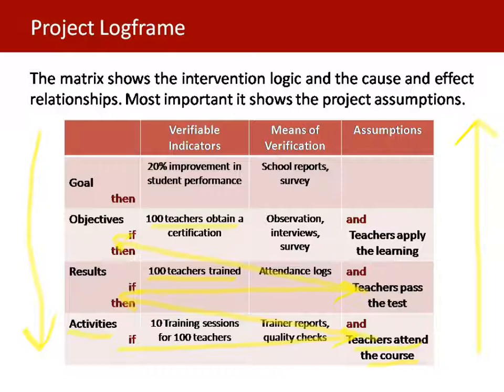Now this objective is also related to an assumption that all teachers apply the learning in their courses with their students. Once that happens, then we have our goal, a 20% improvement of student performance. You can see now the relationship between activities, results, objectives, and goal, and the conditions and assumptions that the project has made for that to be true. So it's important that projects always check that these assumptions are still valid, so that the results, objectives, and goals of the project are achieved.